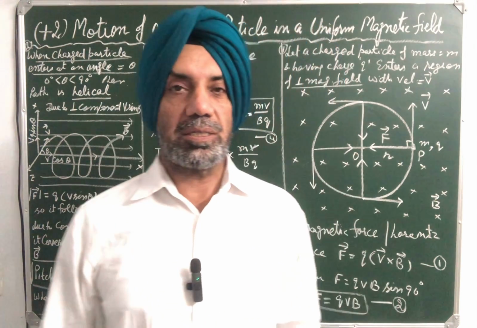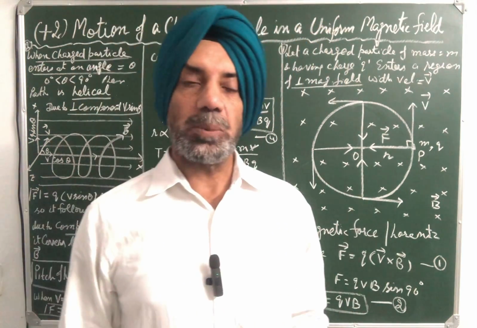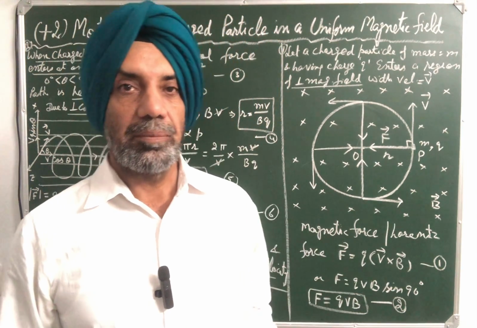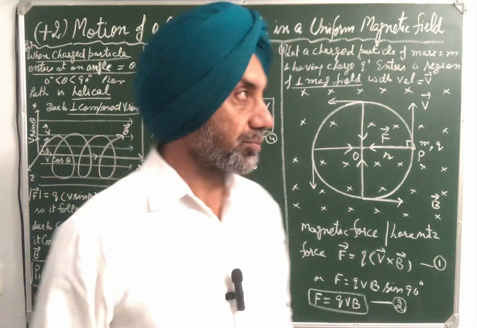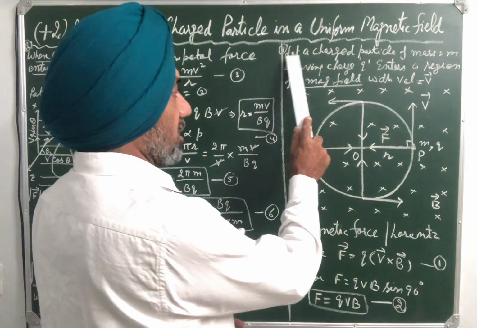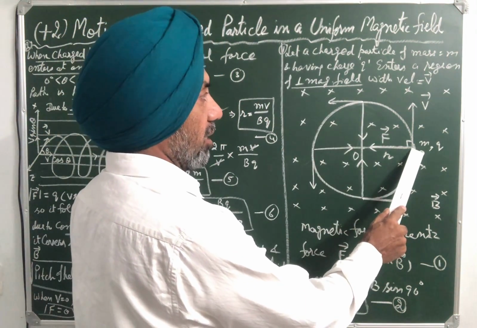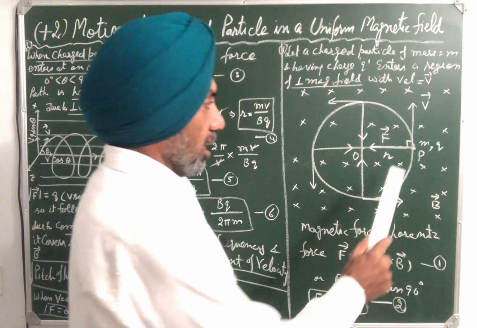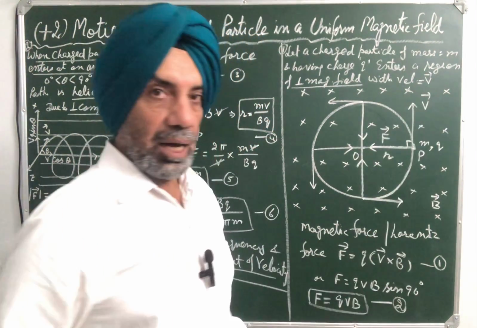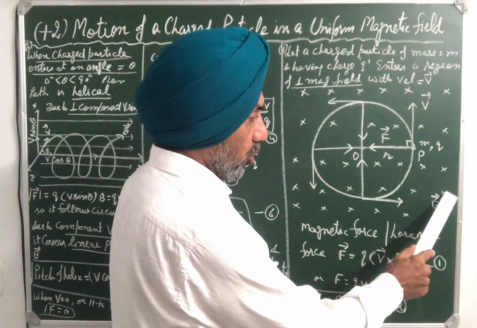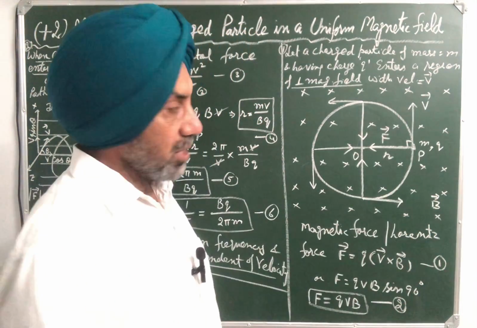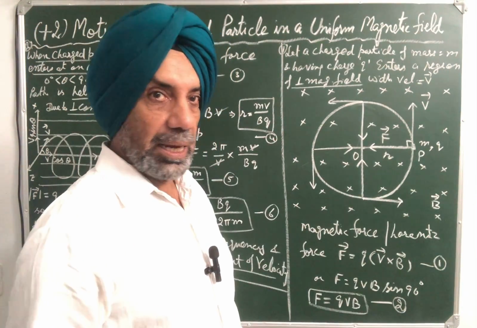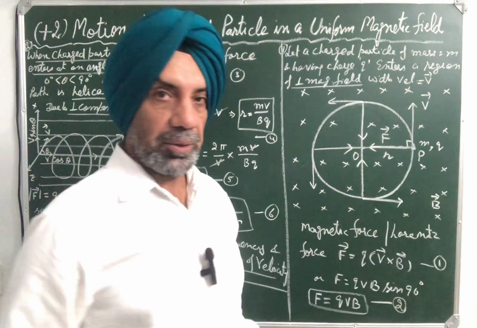Today I am going to discuss the behavior of a charged particle under the influence of a uniform perpendicular magnetic field. So we will consider a charged particle having mass m, charge q, entering a uniform magnetic field shown by these crosses, which is directed inward to the board and perpendicular to the plane of the board.